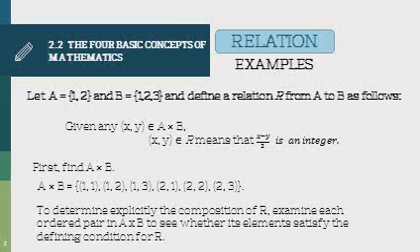To determine explicitly the composition of R, examine each ordered pair in A times B to see whether its elements satisfy the defining condition for R. So what is the condition for R? It means that (x minus y) over 2 is an integer. So we all know what is an integer, right? An integer is any number, positive and negative numbers. Is a fraction an integer? Let's see later on.